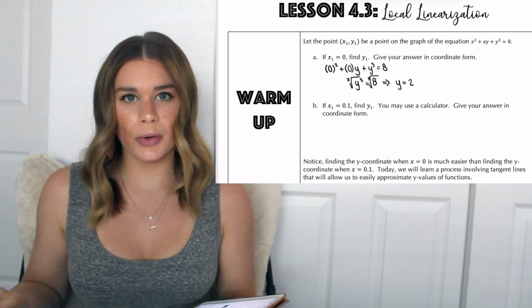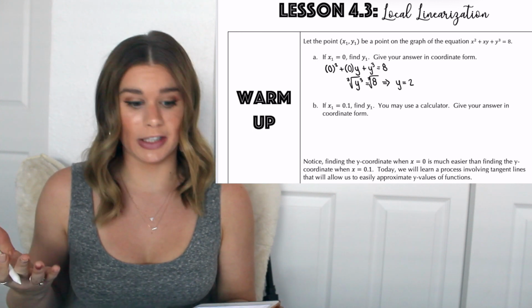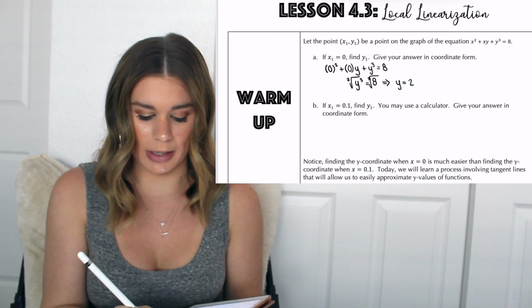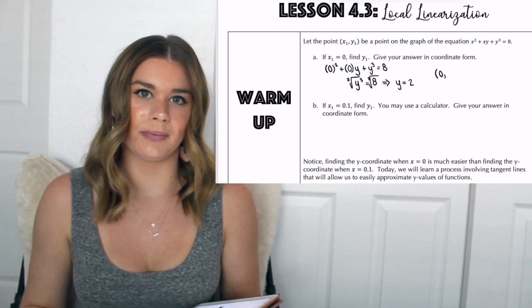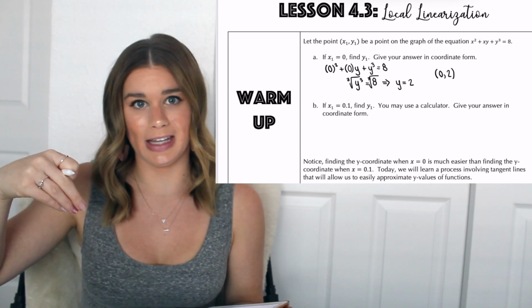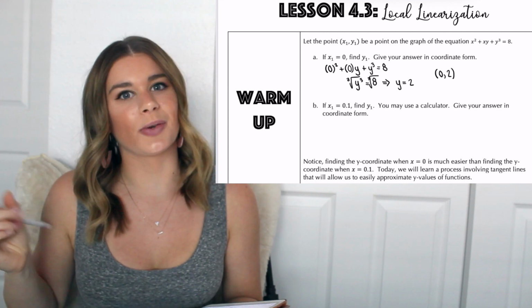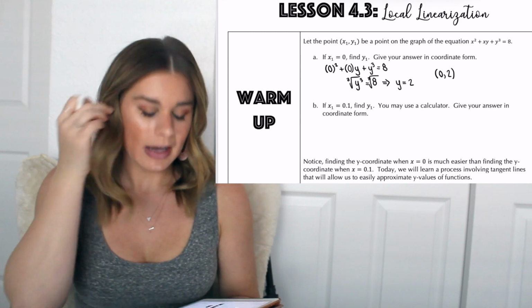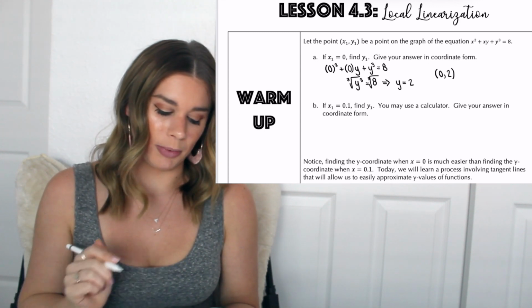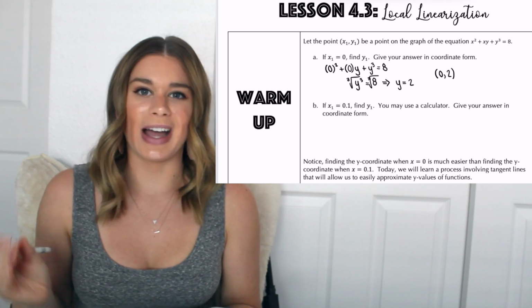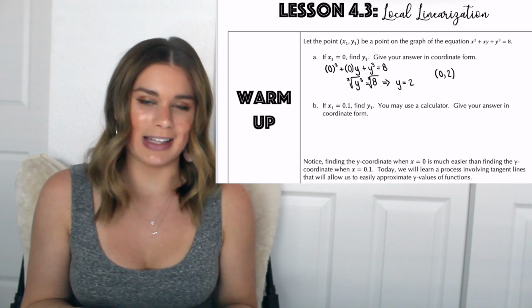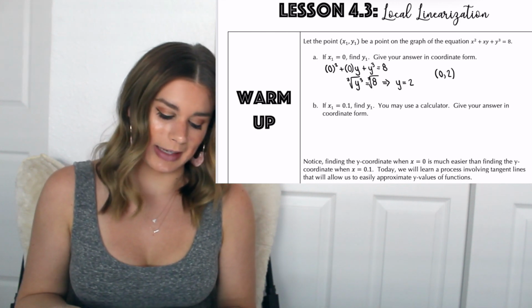Okay, so our coordinate, if x sub 1 is 0, y sub 1 is going to be 2, so in coordinate form it would be the point (0, 2). Pretty straightforward for that one. That was an example where I put in the input, and my output is relatively simple to get. Alright, part B says if x sub 1 is equal to 0.1, and we're going to find y sub 1. So you can use a calculator for this one. We're going to give our answer in coordinate form once again.